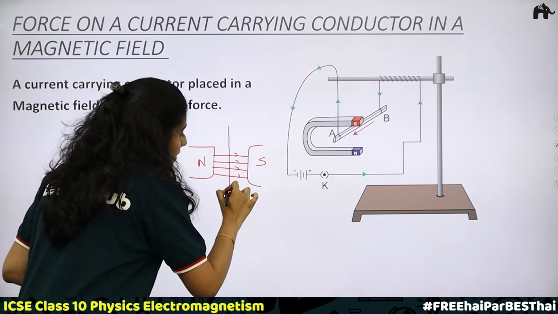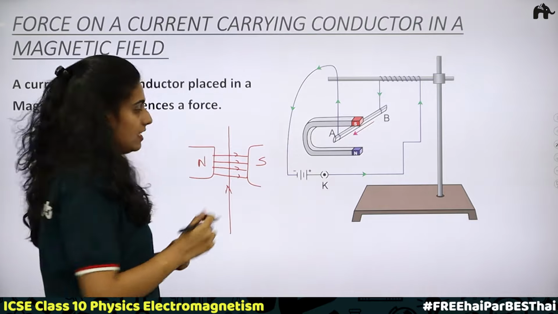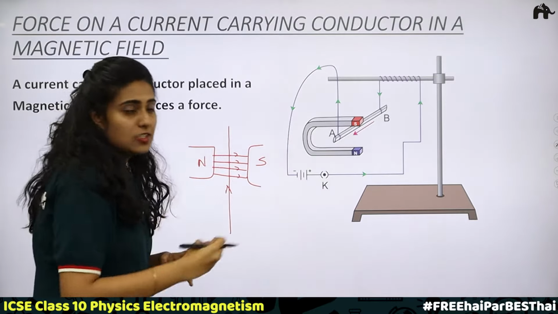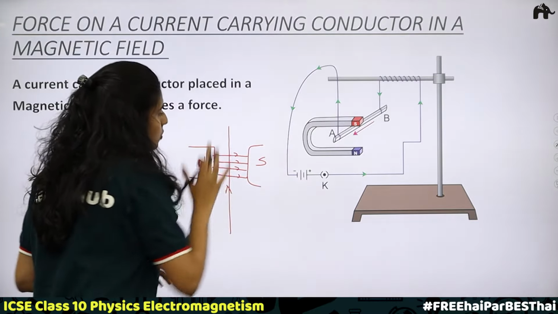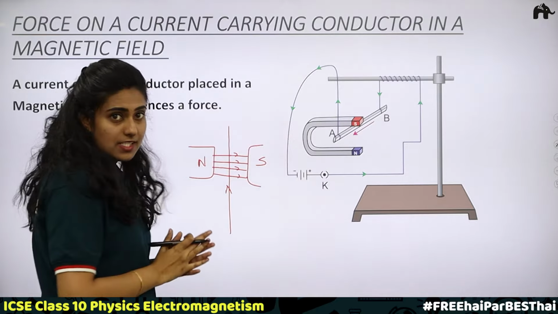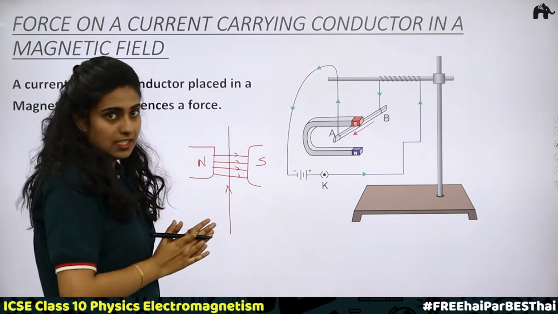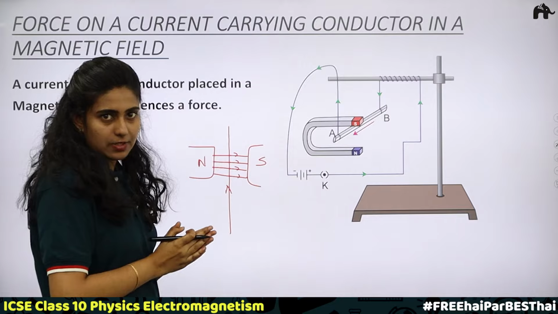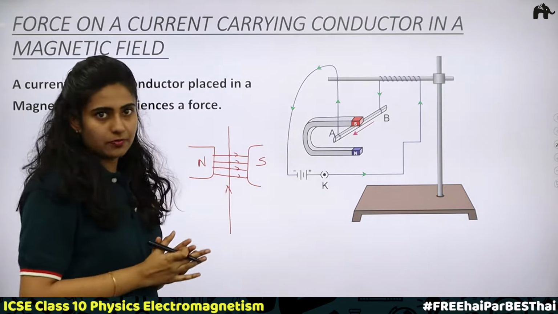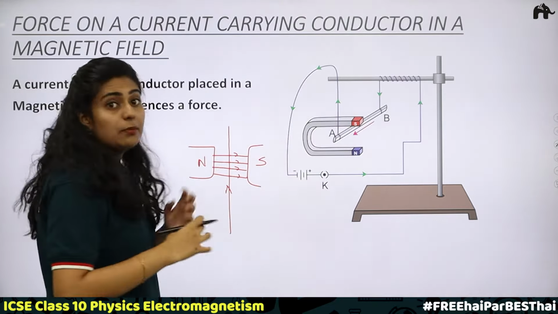No. But when a current flows through the wire, you connect it to a battery, a rheostat and a key, and current is made to flow through this wire. What happens is the wire will get displaced. There will be a change in position of the wire. The wire will start moving.